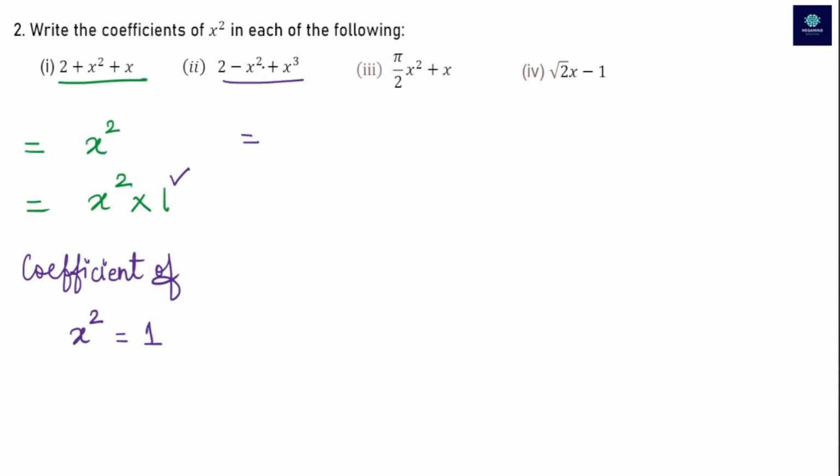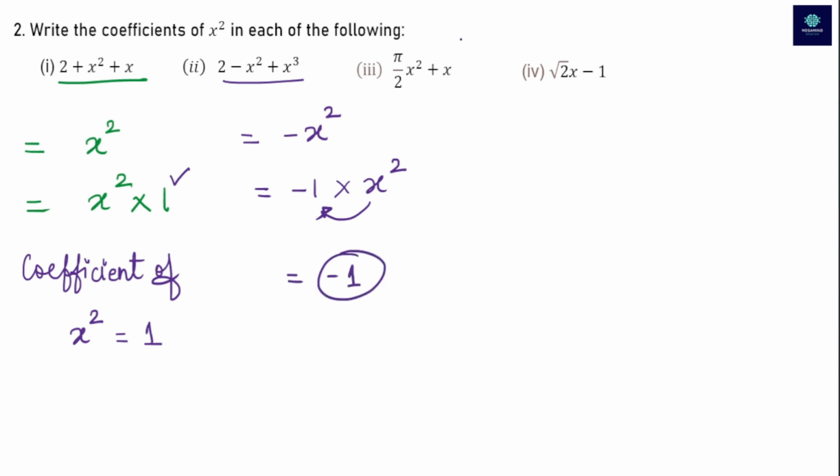I will write this x square term separate. So x square has a minus sign with it. So it is minus x square, and I will rewrite it as minus 1 into x square. Now what is the coefficient of x square? Yes, it is minus 1.